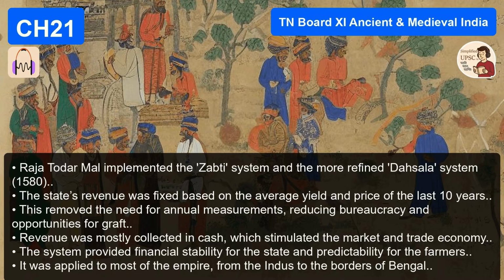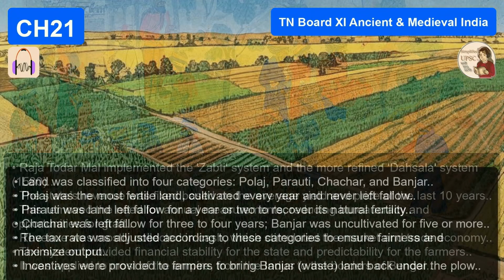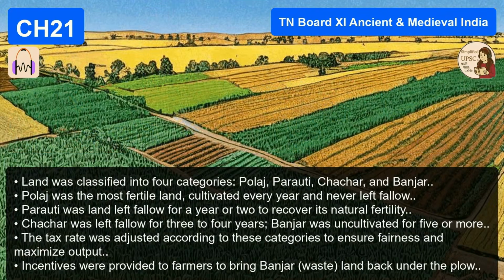But how do you pay all these guys? That brings us to land revenue. The backbone of the entire economy. And the name to remember here, the architect of the system, is Raja Todar Mal. Akbar's finance minister, a genius. He implemented what's known as the Zabti or Bandobast system. But the real innovation, the thing that made it so stable, was the Dahsala system, introduced in 1580.